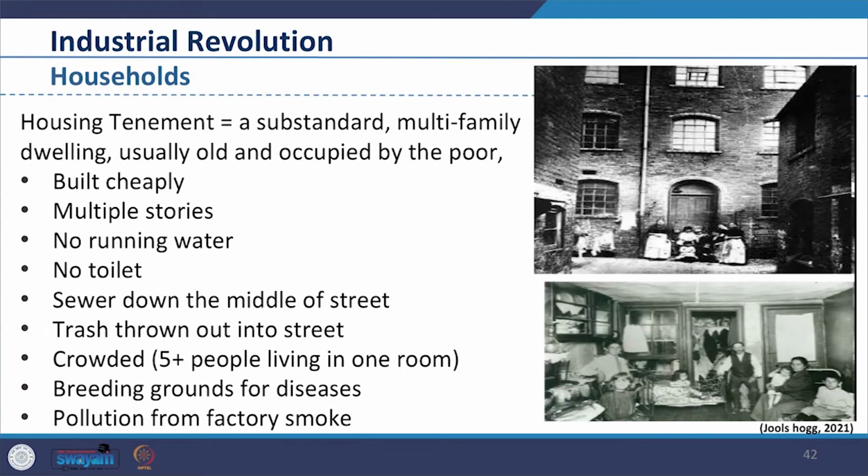The houses were multiple stories which lacked proper water facility, no toilets, the sewers were drained through the streets, trash thrown out into the street as there was improper waste management system. Each unit was crowded, with 5+ people living in one room, which was ultimately a breeding ground for diseases. Also, the pollution from factory smoke was fogged in the living atmosphere of the people.